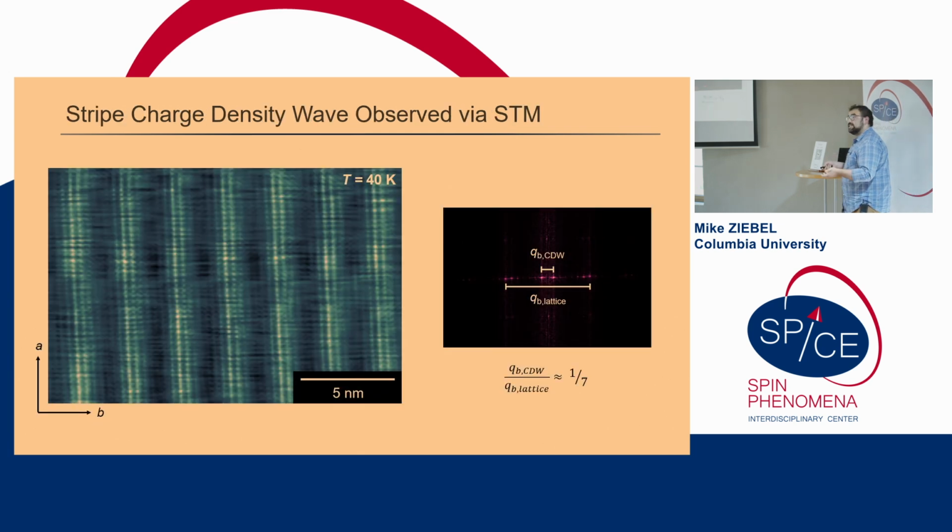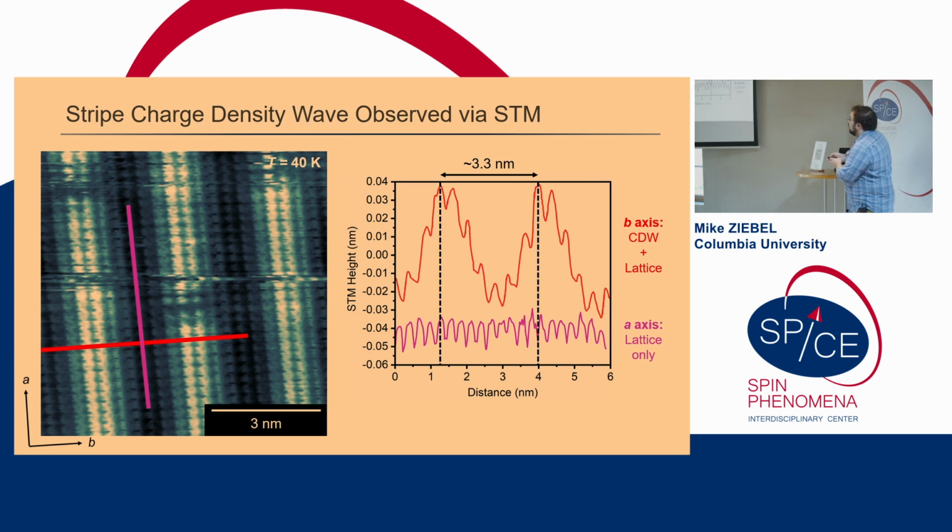And we can visualize this in real space using scanning tunneling microscopy, where here we can see a modulation running along the b-axis that gives rise to these apparent stripes that run along the a-axis. And just like in the electron diffraction, by either counting the atoms or looking at the Fourier transform, we can see that this is about 7 times the periodicity of the lattice.